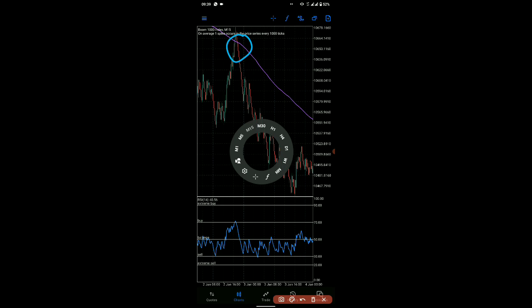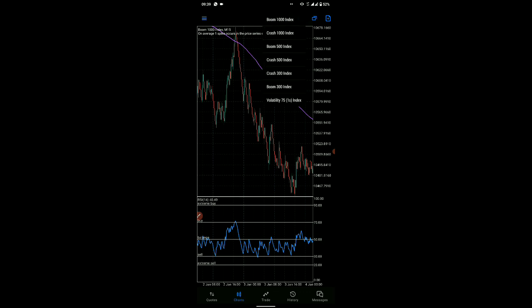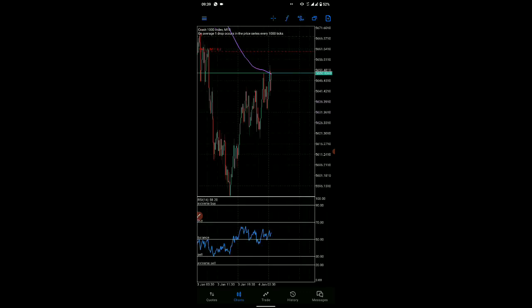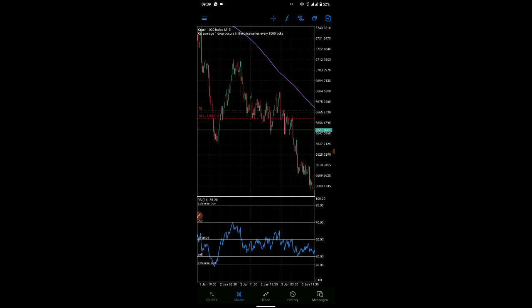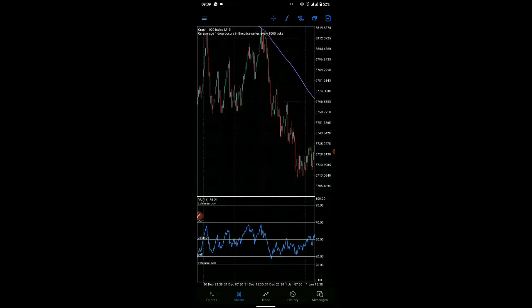When the red candlesticks are trending below the 200 moving average, you know it's a downtrend. Now let's check it for crash 1000. For crash 1000 you can see it's also a downtrend.